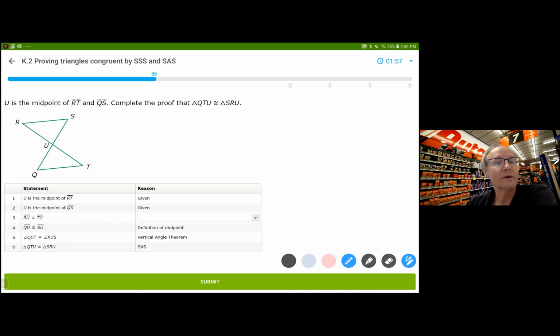Okay, 2 minutes, I'm going. All right, complete the proof. It says U is the midpoint of RT. So that means that this side is the same as this side. That's what we mean when we say midpoint. And when we say the word mean or meaning, we're talking about definition. U is the midpoint of QS, which means that QU is congruent to US. And RU is congruent to TU by definition of midpoint, of course.